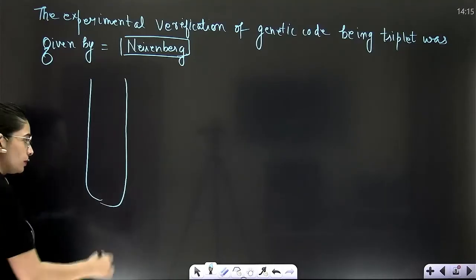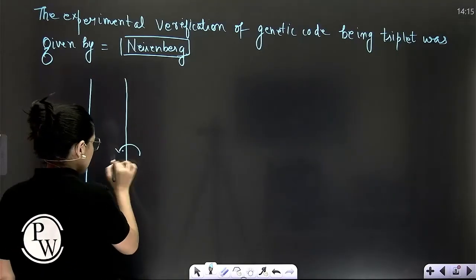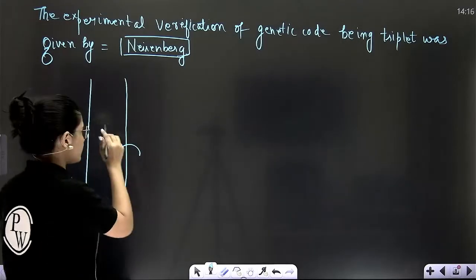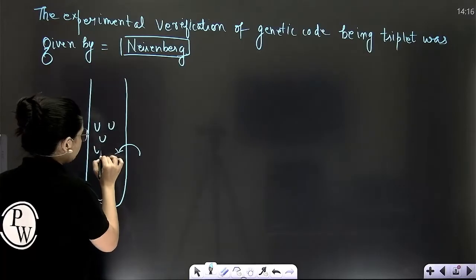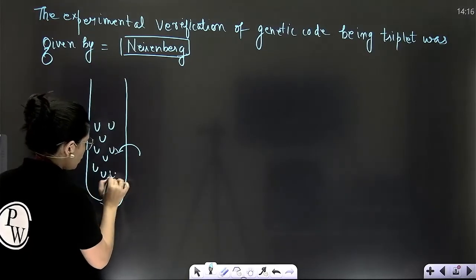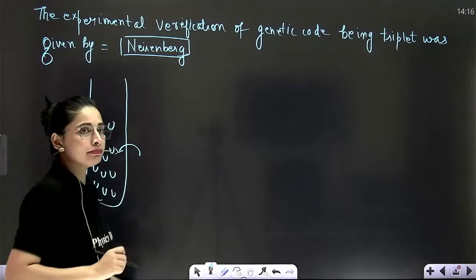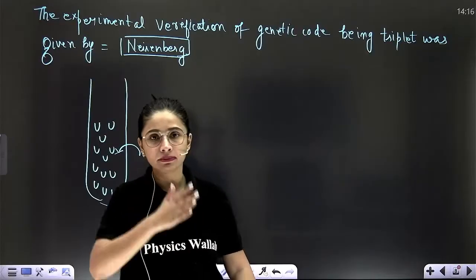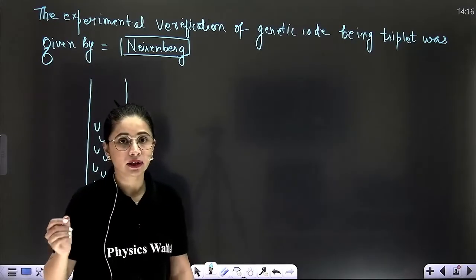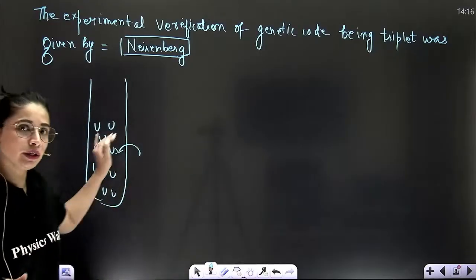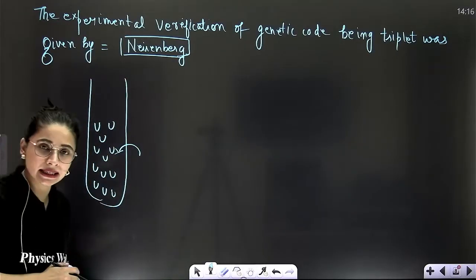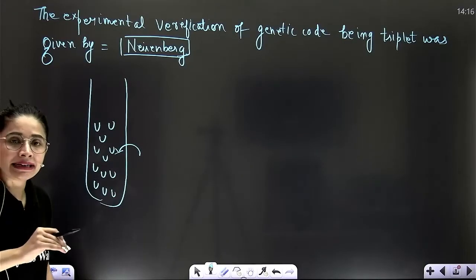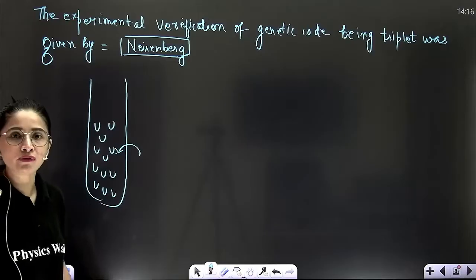In this test tube, they added a number of nucleotides, but all were uracil based. So they added n number of nucleotides of uracil. But whatever the number was, it was in multiples of 3, because Nirenberg and colleagues had the idea that the genetic code can be triplet. So whatever number of nucleotides they added in the test tube, it was a multiple of 3.